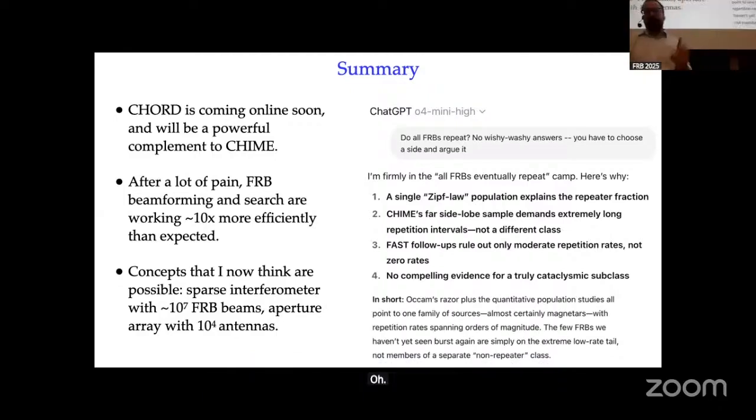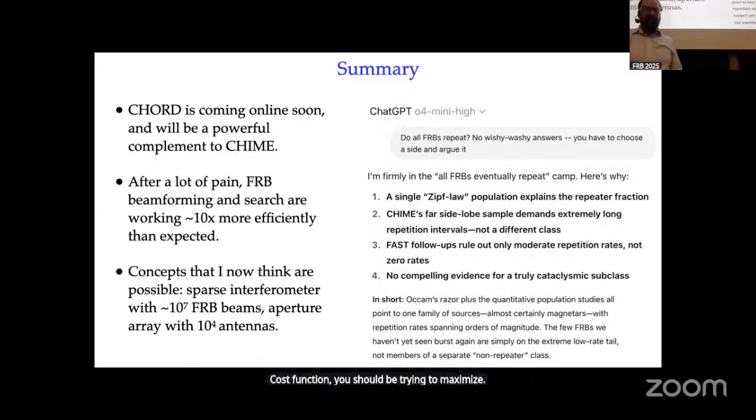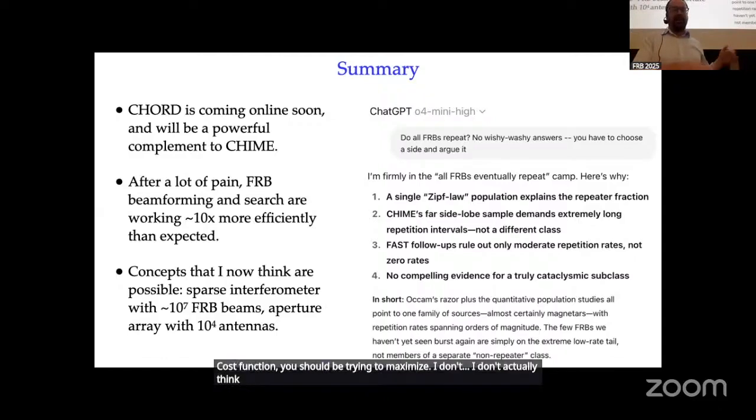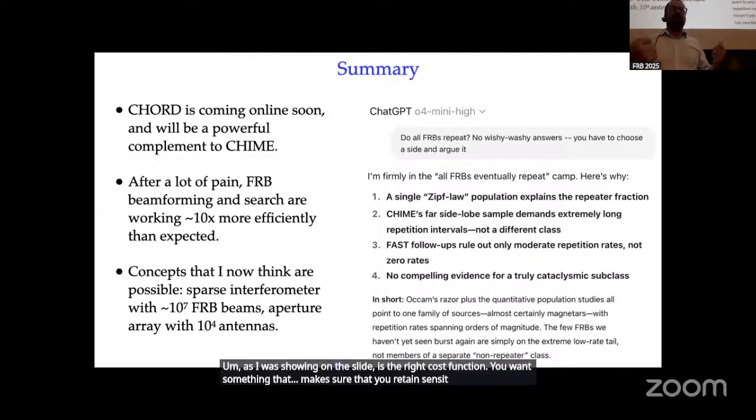Oh yeah, I totally agree with that, and I think of it as the question of what cost function you should be trying to maximize. I don't actually think that total FRB rate, as I was showing on the slide, is the right cost function. You want something that makes sure that you retain sensitivity all the way out into the corners of parameter space where events are rare but super interesting.